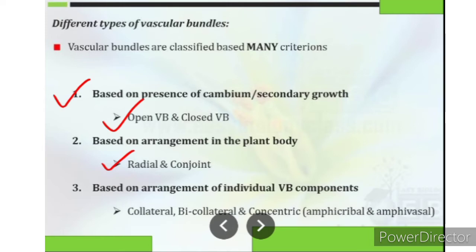Then based on the arrangement of individual vascular bundle components, there are three types of vascular bundle we find in the plant: collateral vascular bundle, bicollateral vascular bundle, and concentric vascular bundle. We will discuss in detail one by one.